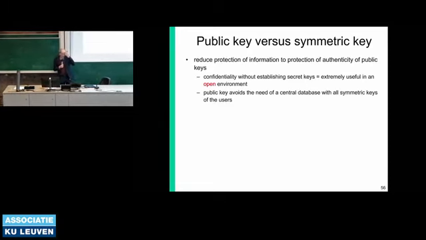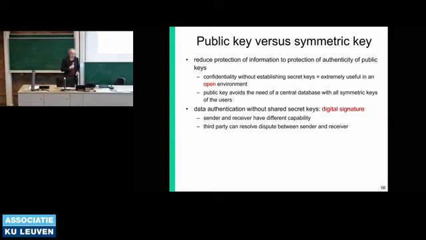Just to wrap up, in public key versus secret key, we can have agreement of a secret over an open channel, and we don't have a central database with all the keys like in GSM or like in your bank. Your bank has somewhere a database with all the keys of the users, and if this database is compromised, they're in trouble. And with signatures, with public key, you can sign stuff, which is very important for code updates or for open systems in general, where you don't have a prior relationship. Sender and receiver have a different capability, and a third party can resolve disputes.